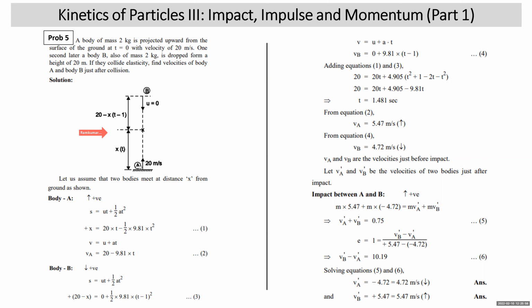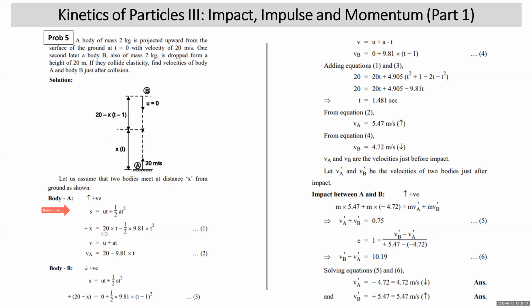So total distance between the two bodies initially was 20. That means body B will come down by a distance of 20 minus x. Time available for body A is suppose t. Time available for body B will be t minus 1. All right. Now we'll apply equations of rectilinear motion at constant acceleration due to gravity for body A. I'm applying rectilinear motion. Right here, s is equal to ut plus half at square we have applied.